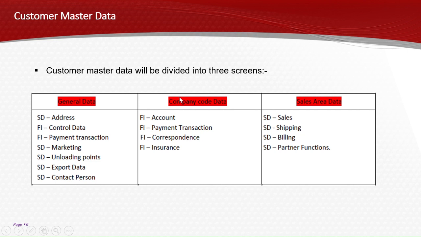Next one is the company code data. Under company code data, there are four tabs: account, payment transaction, correspondence, insurance. All payment related transactions and account related information are stored in company code data. Next one is the sales area data. Under sales area data, there are four tabs: sales, shipping, billing, partner functions. Here you maintain all the sales area related information. So these are the three screens: general data, company code data, sales area data.